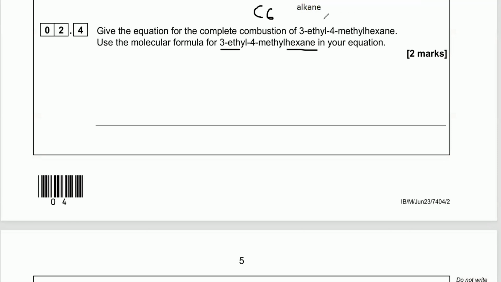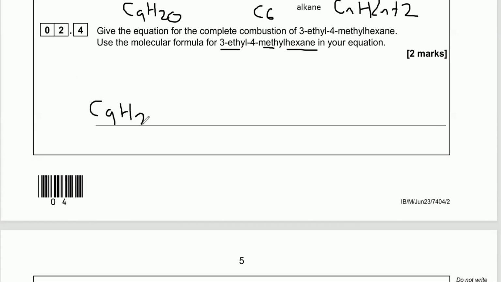Okay, well, we know it's an alkane because of the name. It ends in ANE. We can also work out how many carbons. Hexane would have 6, but it's got a 3-ethyl and a 4-methyl, so it's got 3 extra carbons, so it's C9. Now, you might remember the formula for alkanes. The general formula is CnH2n+2. So if it's C9, it's going to be H20. We could have just worked it out by going through the skeletal formula, but it's easier to work it out like that.